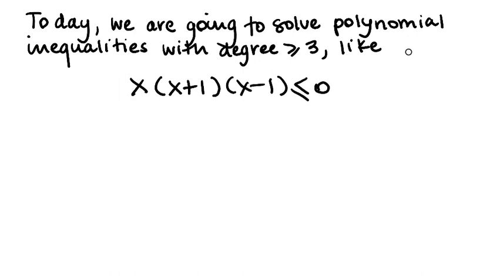So now I have x times x plus 1 times x minus 1 is less than or equal to 0. So I know what the zeros are. It would be 0, negative 1, and positive 1. On one hand, I'll do the number line technique. So I'm subdividing my number line at the zeros of the polynomial.